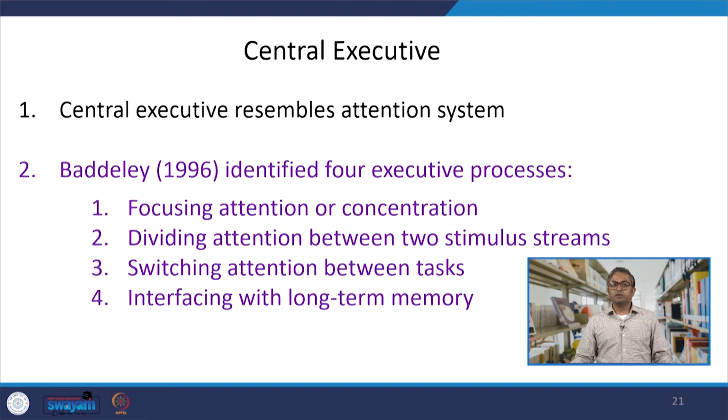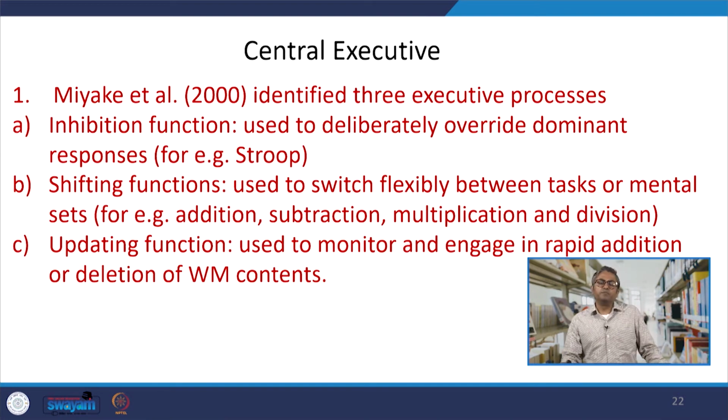And then you also interface it with long-term memory, because you need to have information. So there is always an interfacing with the long-term memory. Long-term memory continuously provides you support and help, and the central executive system is directly interfacing with the long-term memory. But another researcher thought of the system in a very different way.